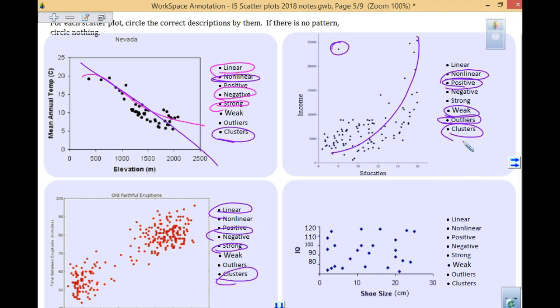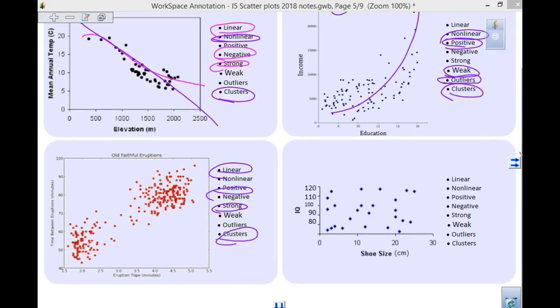And what did it say if you look at one like this? What are you supposed to do? At the top it says, if there is no correlation, if there is no pattern, circle nothing. This one, you can't tell if it's linear or not, positive, negative, strong. It's none of them. It's no relationship.